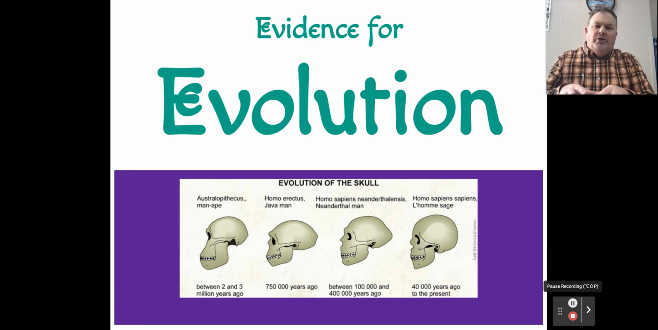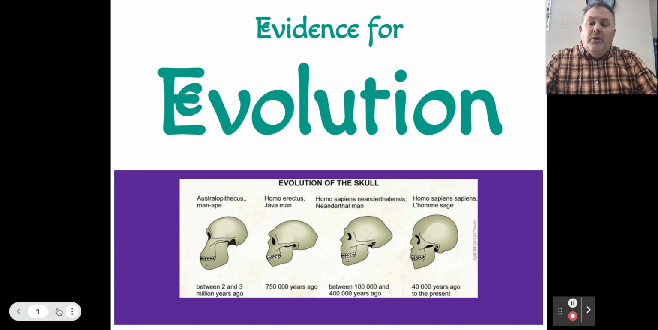As you can see, the skulls down below there. And we find these skulls, we want to know what the relationship is between Australopithecus on the far left to Homo sapiens on the right, and what relationships exist between those. And what evidence would suggest that there is a relationship. So that's really our focus here for the next 10 minutes.